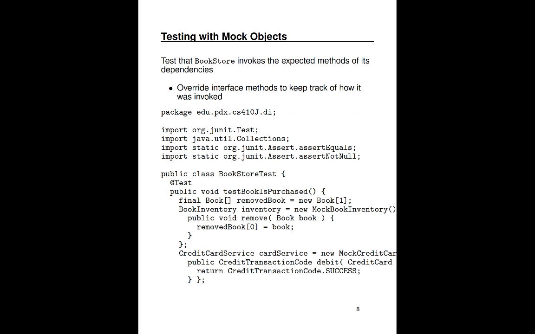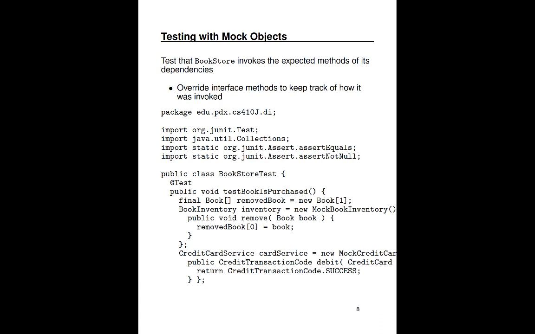So now we have these mock objects that implement our interfaces on which the bookstore depends. And when we want to use those mock objects in a test, we need to override the expected methods to keep track of how they were interacted with. So here's an example from a class called bookstore test. We test if a book is purchased. So what we want to do is make sure that when a book is purchased, it is actually removed from the inventory, meaning that the bookstore object invokes the remove method with the book that we expect.